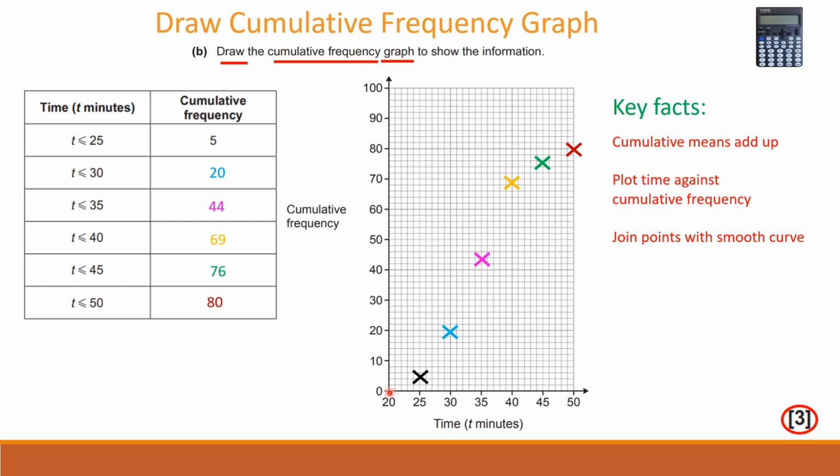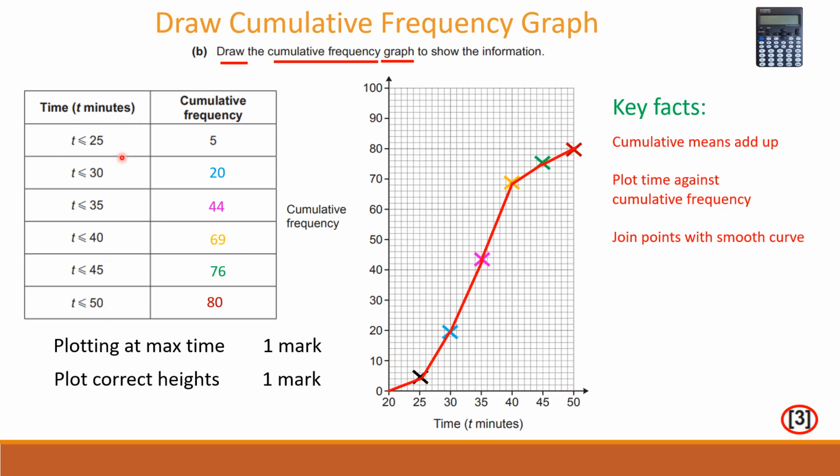Now in the exam you should really use freehand and join them together with a nice smooth curve. You can see here how I'm illustrating that curve going across here. The exam board will allow straight lines to be drawn. So you could draw a straight line, then another straight line, another straight line. So draw the straight lines between the different points. Okay, and you'll get 1 mark for plotting at the maximum time, so plotting at these values here.